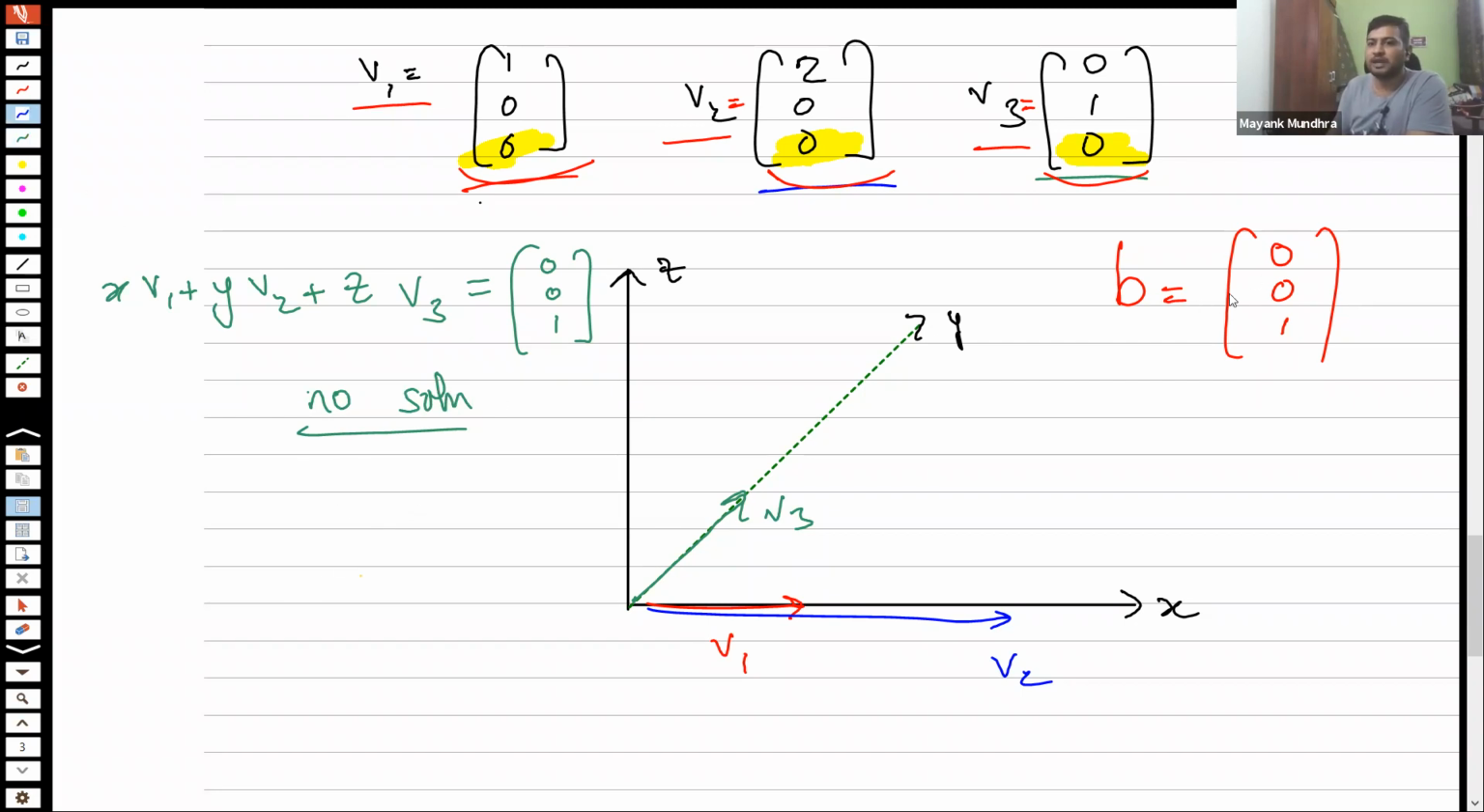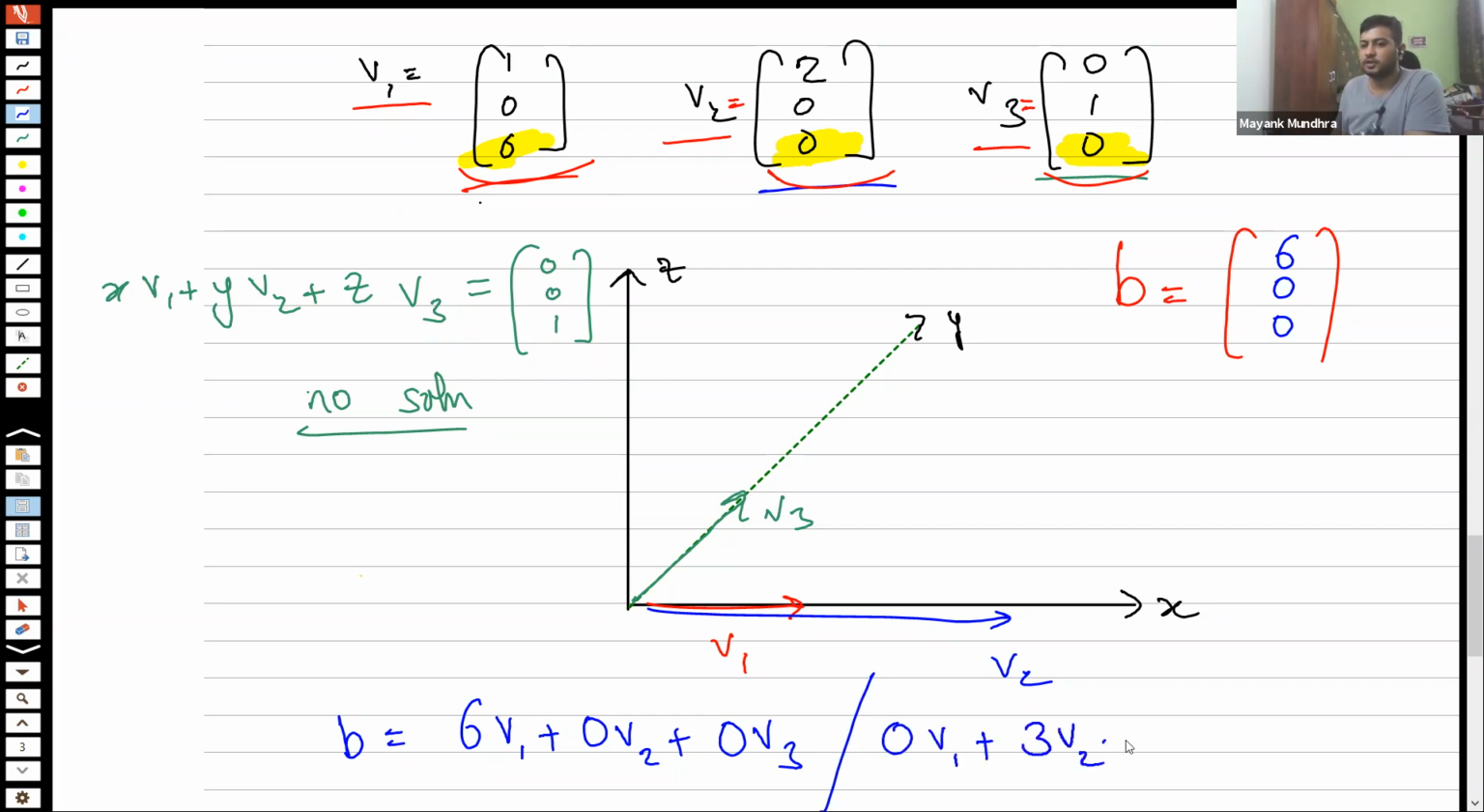On the other hand, suppose my b vector was 6, 0, 0. Then I can take b equals 6 times v1 plus 0 times v2 plus 0 times v3, right? Because this v1 I take 6 times, so this becomes 6, 0, 0. The rest of them I don't require. Or I can take it as 0 times v1 plus 3 times v2 plus 0 times v3. So I'm taking thrice of this. I don't require this or this.